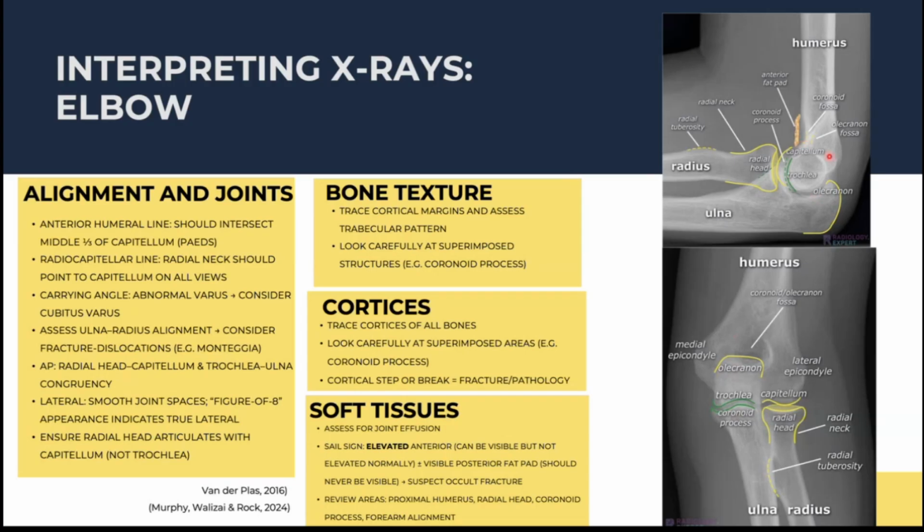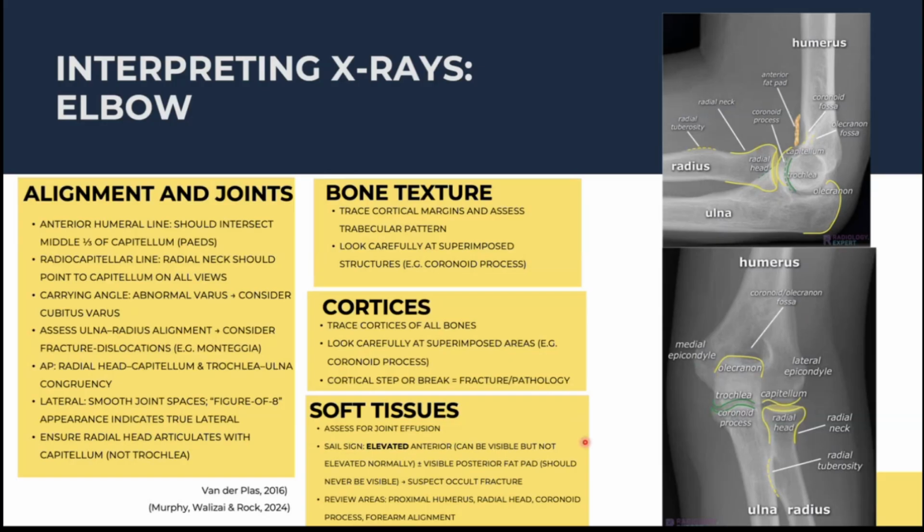So you get that nice figure of 8 on a true lateral X-ray. And then you want to make sure that the radial head articulates with the capitellum and not with the trochlea, because that's not where it's meant to be. Looking at the bone texture, you're going to trace the cortical margins again and look carefully at the superimposed structures, the coronoid processes here as well, to see if there's any avulsion fractures along those lines. And again, trace all of the cortices, look for any steps or breaks which can indicate a fracture pathology.